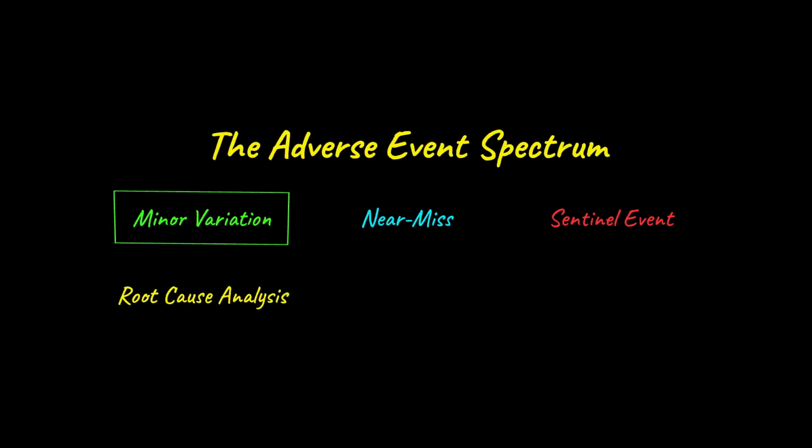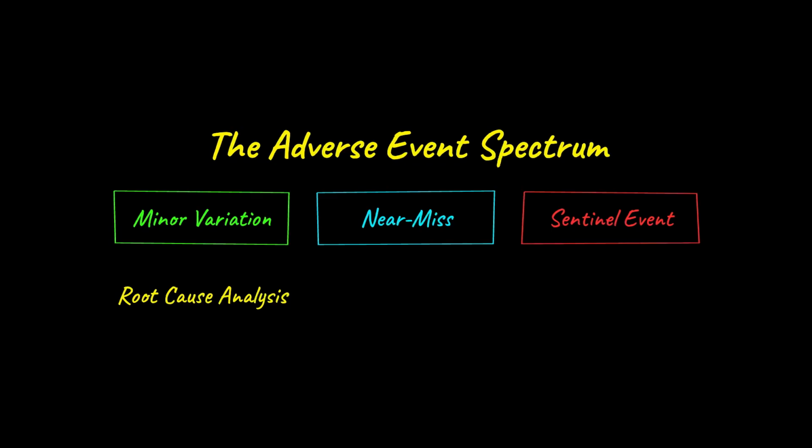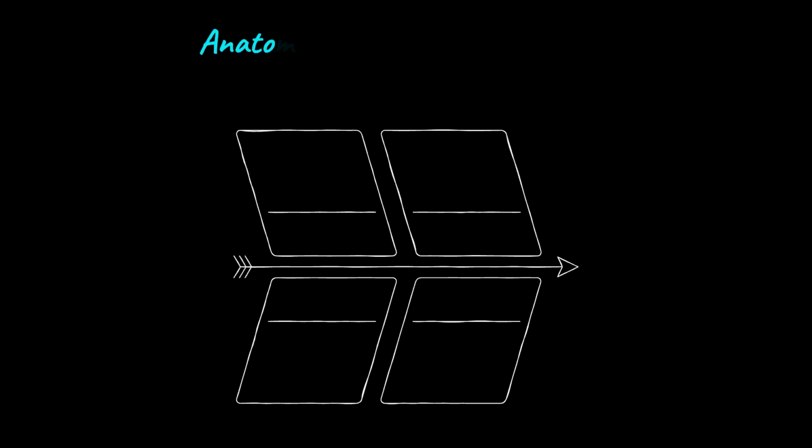Not every adverse event requires the same response. Minor variations get routine review. Near misses prompt analysis since harm was avoided, and sentinel events sit at the top, requiring rapid action and a full root cause analysis.